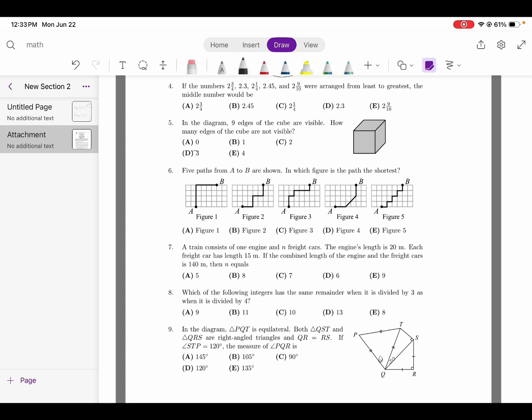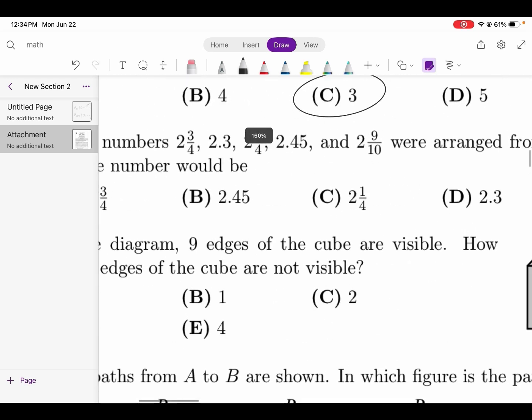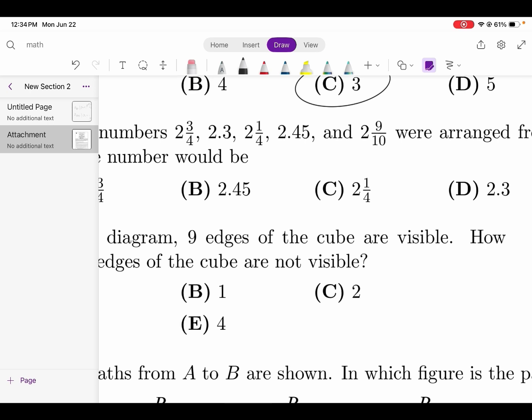Okay. Question 4. If those numbers were arranged from least to greatest, what would the middle number be? And if we look, the smallest is 2.25. And then the next smallest would be 2.3, and then it would be 2.45, and then this, which is 2.75. And then finally this, which is 2.9. So if we arrange these from least to greatest, then the middle number is 2.45.